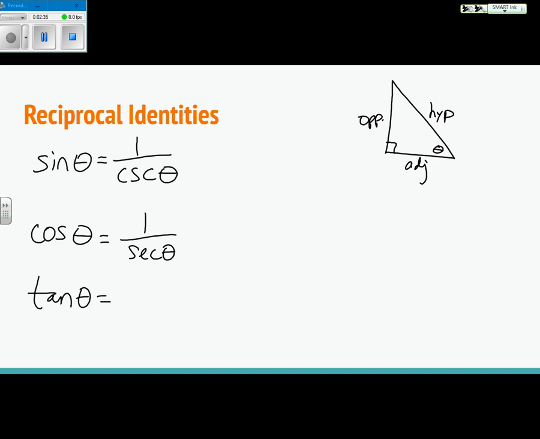All right, so tangent theta. Remember, tangent was opposite over adjacent. Was there one of my trig functions that was adjacent over opposite? Cotangent.